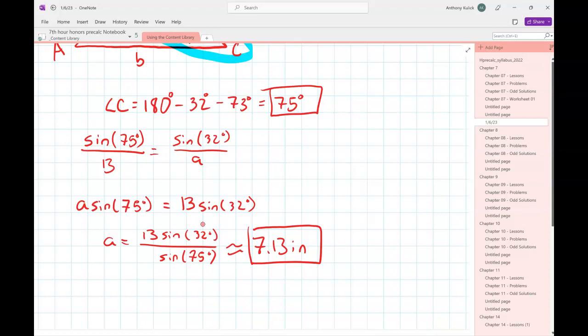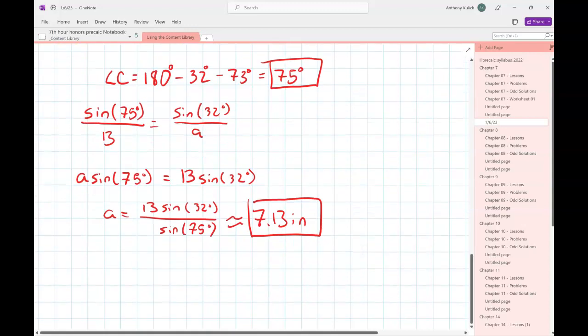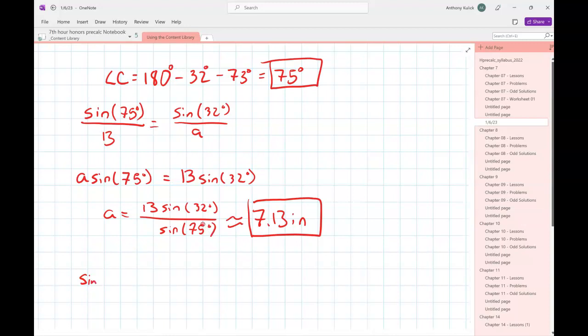No, why not? Not a right triangle. What should I do? Yeah, we just do the law of sines again. So here, does it matter whether I use sine C over C or sine A over A, since I know both the angle and side for each of them? No, it doesn't matter. Which one is Mr. Kulik going to choose to use?